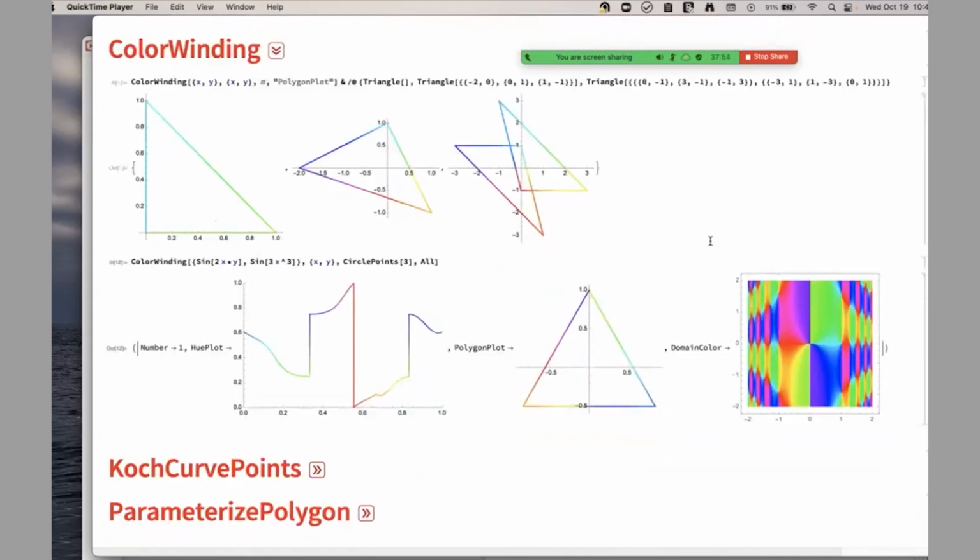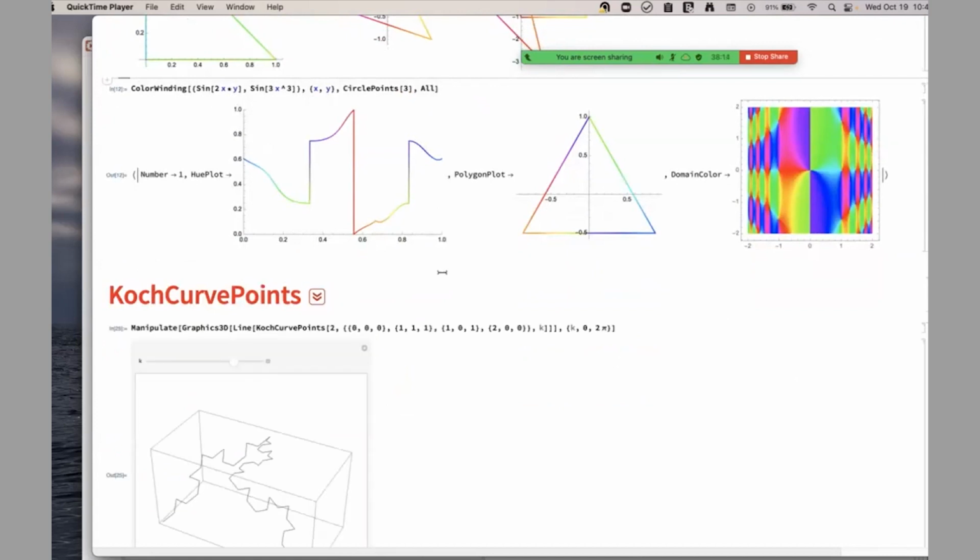And it will give me a winding number, such as this one here, which is the number of times it wraps the hue around from red all the way back to red again around the hue wheel once. And it gives you the hue plot, the polygon plot, and the domain coloring, which is, if you didn't have the polygon, just what the entire plane would look like.